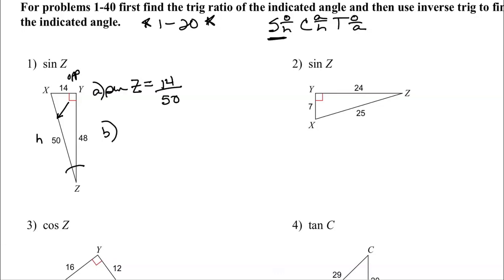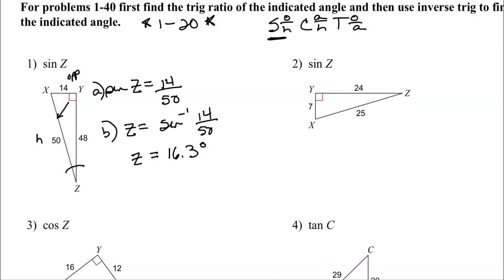To get angle z equals sine to the negative 1 of 14 over 50. So in my calculator, I say second sine 14 divided by 50, and I'm getting an angle. I'm going to round it to the nearest tenth, I guess, of 16.3 degrees. Okay, so 16.3 degrees is my answer there.